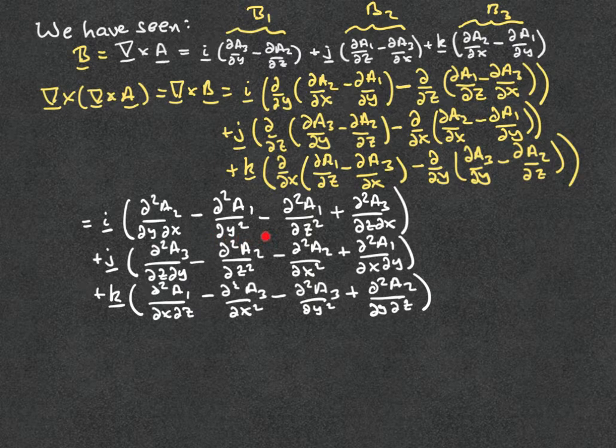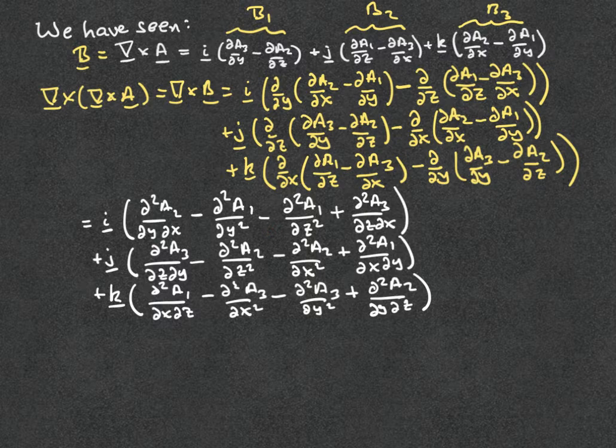So let's pause a second and look at what we have here. And the first thing that I would notice is that these two terms look like part of the Laplacian acting on A1. These two terms look like part of the Laplacian acting on A2, and here we have part of the Laplacian acting on A3. In each case, one of the terms is missing. So let's look at this top row here. If we had minus d2A1 dx squared as well, we would have the Laplacian acting upon A1.